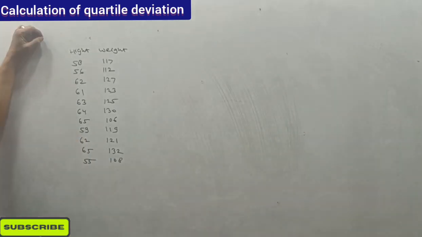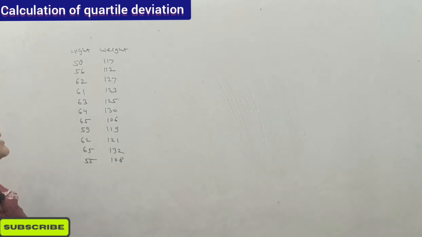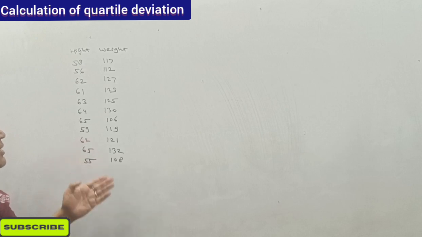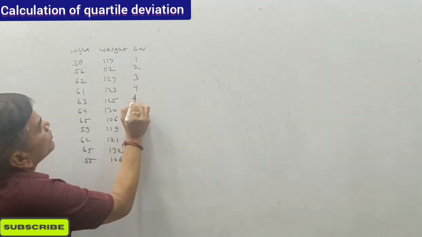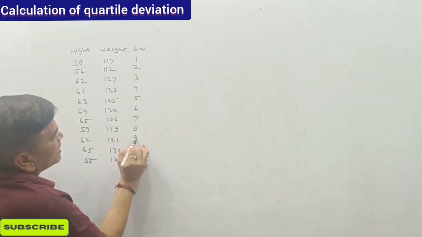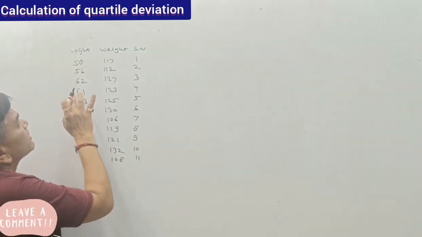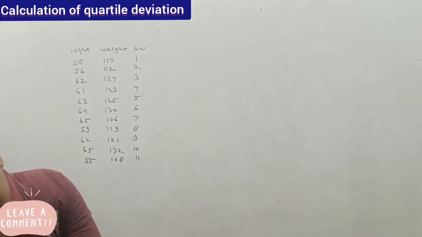We have the heights of the workers: 58, 56, 62, 61, 63, 64, 65, 59, 62, 65 and 55. The weights of the workers are also given: 117, 112, 127, 123, 125 and so on. Here the serial numbers are 1, 2, 3, 4, 5, 6, 7, 8, 9, 10 and 11, so the data for 11 workers is given.